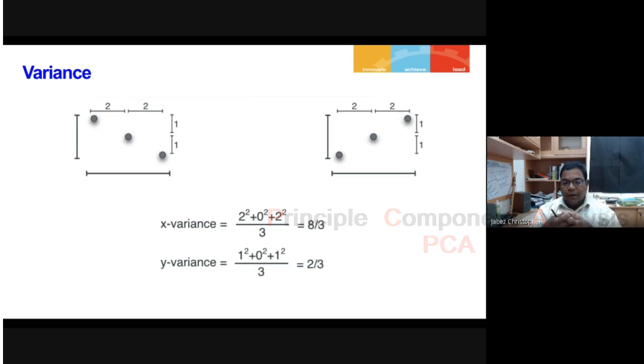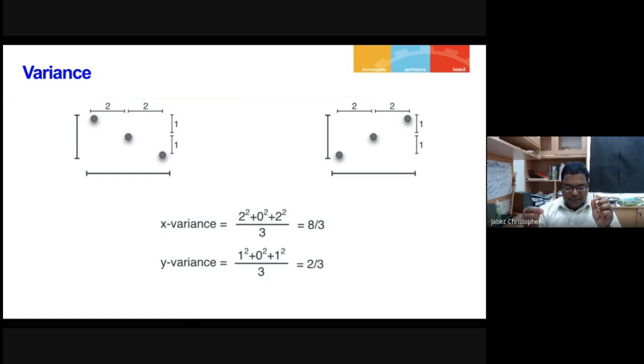So before I go into PCA, this is more of a geometrical approach. Let me start with some basic measures that we would be using. One of the most common measures is variance. So variance along x is going to be, for example, if I take the 0, variance along x from the mean. So this is 2, this is 2. So 2 square plus 0 square plus 2 square, got it? By 3. Likewise, variance along y.